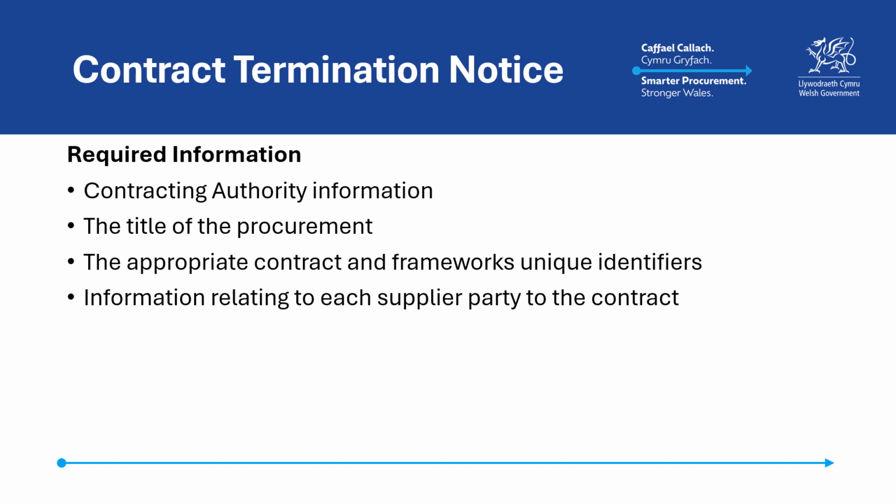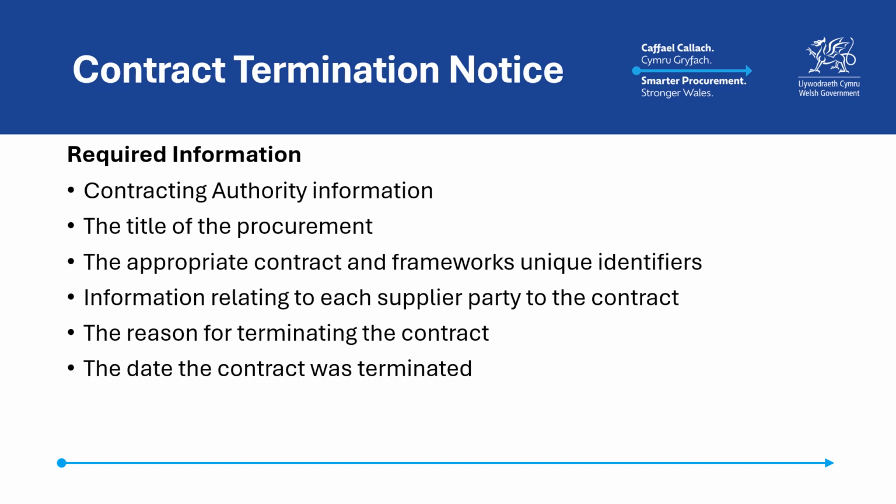For each supplier which is party to the contract, the notice should include the supplier's name, the address and email address, as well as their unique identifier. Information about the reason the contract was terminated, the date the contract was terminated, the total estimated value of the public contract.